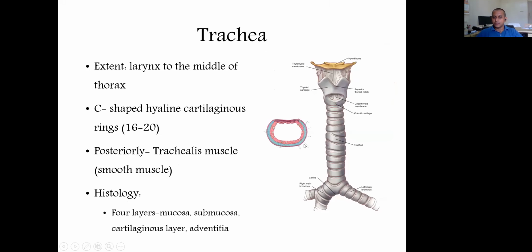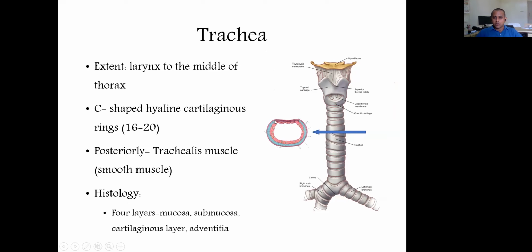Okay, let us move ahead with the trachea. So this is the larynx. After the larynx comes the trachea. If you see, the trachea is made up of C-shaped cartilages. This is hyaline cartilage. And if you take the section of this, it appears like this. So the section shows the C-shaped cartilage.